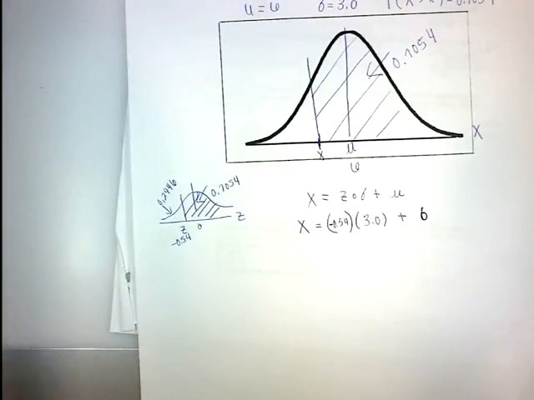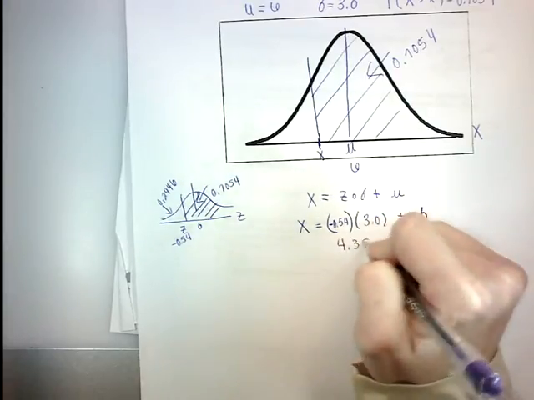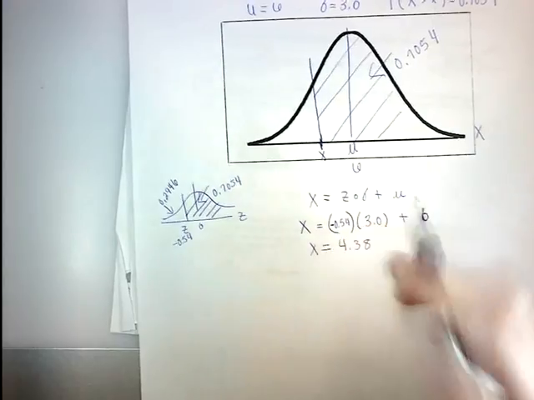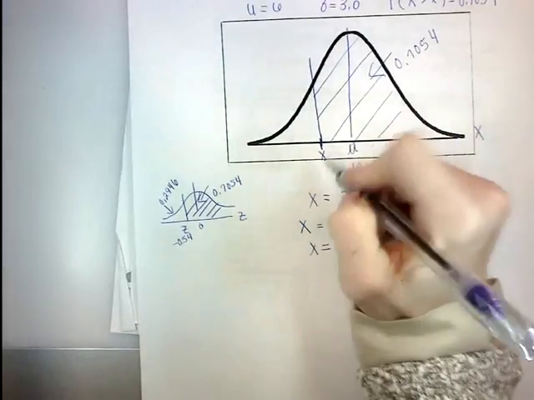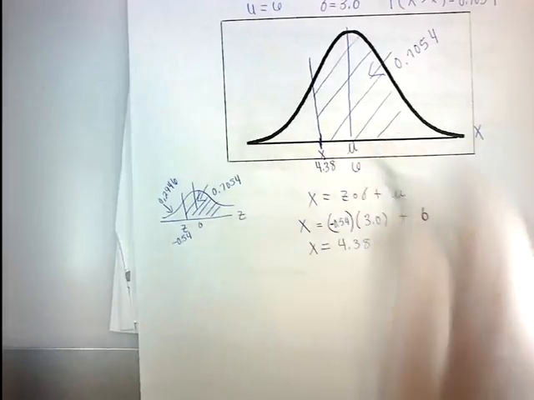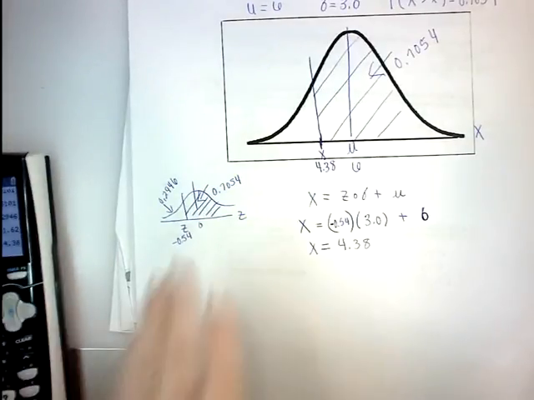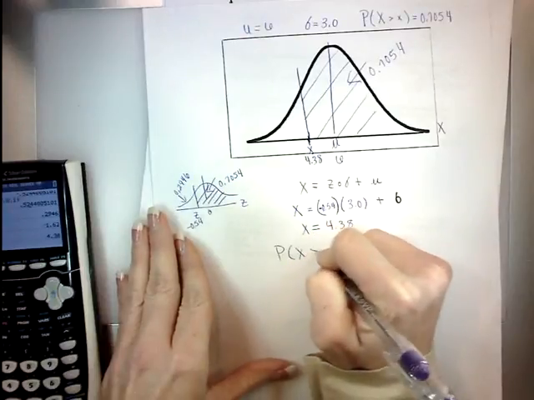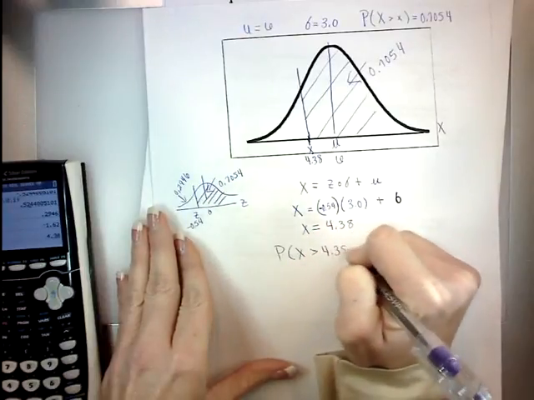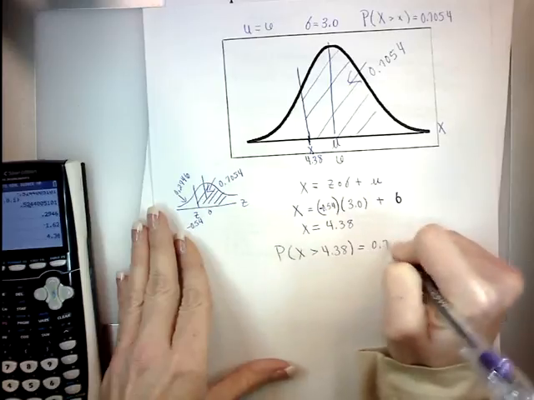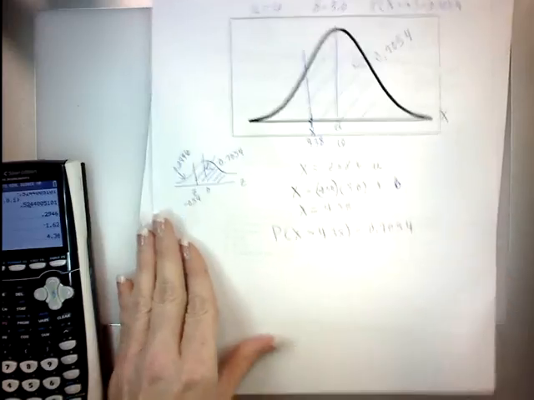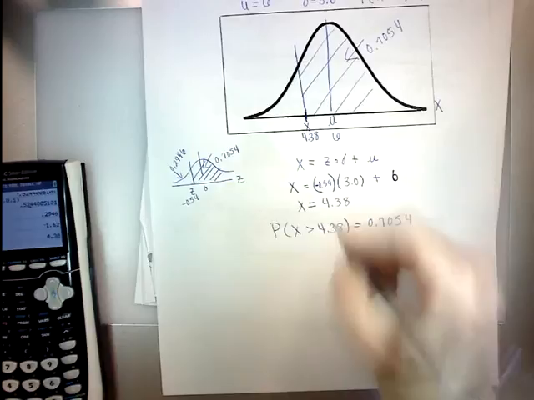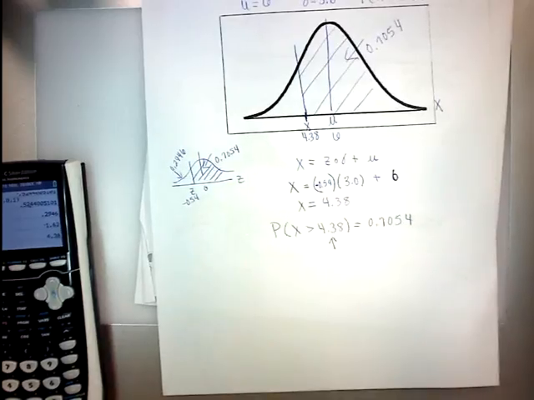And then plugging into the formula, you get 4.38 for your cutoff. And that makes sense. 4.38 should be smaller than 6. So there's your cutoff. Now it's a true statement. The probability that a randomly selected x greater than an x of 4.38 will be about 70%. 0.7054. Now we know this x, 4.38.